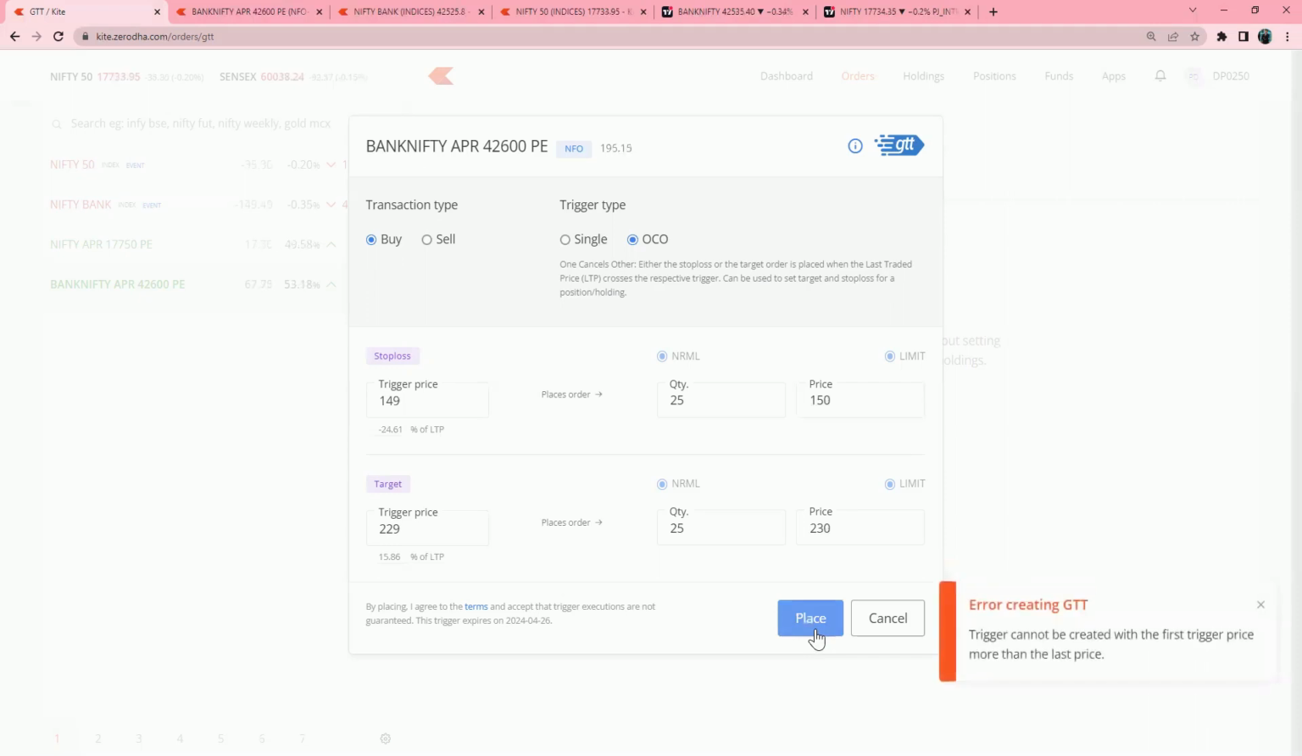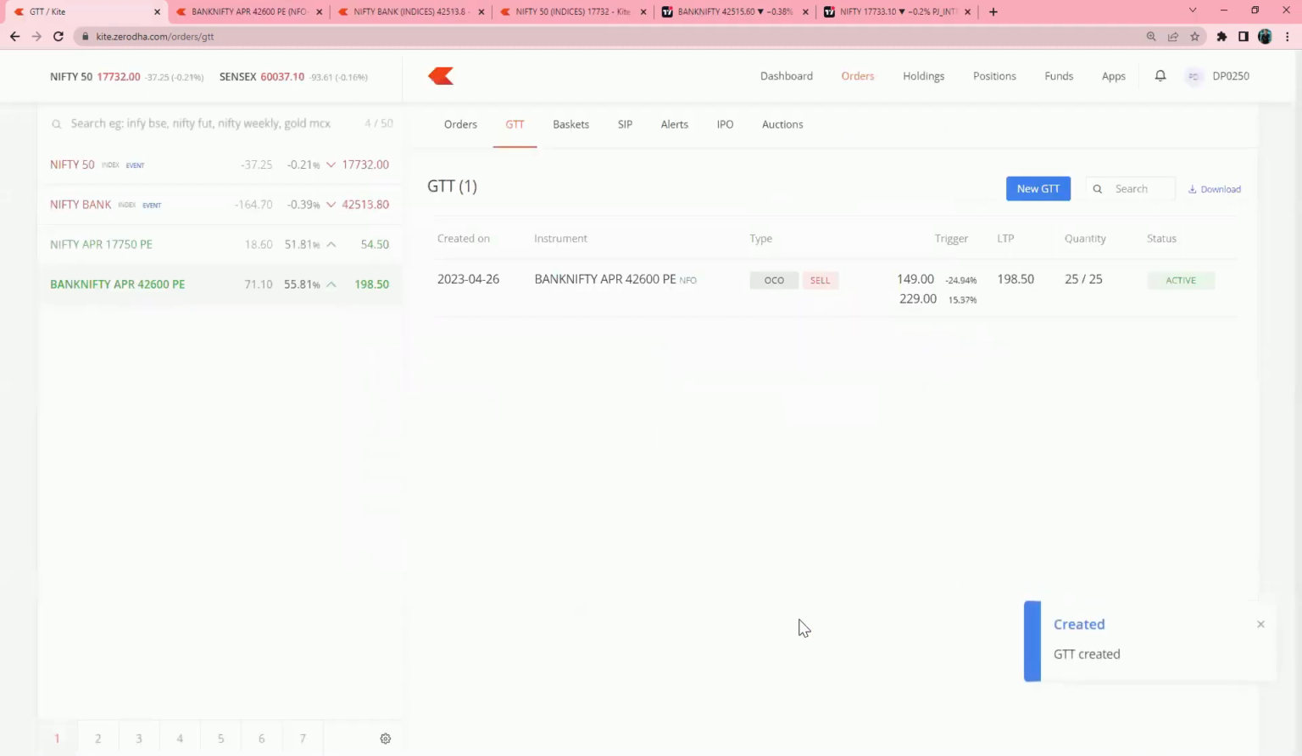This cannot be created with the first trigger price more than the last trigger price. Sorry, I'm keeping a buy order here. That's the problem. I need to select the sell order, of course. So 149, 150. Okay, and similarly 229 and 230. So you keep it, you place the order, and it's done.